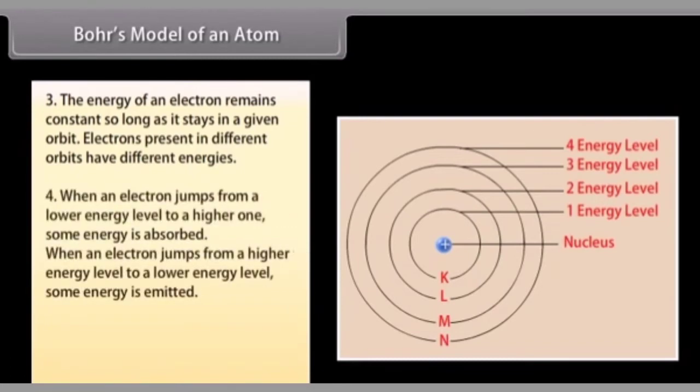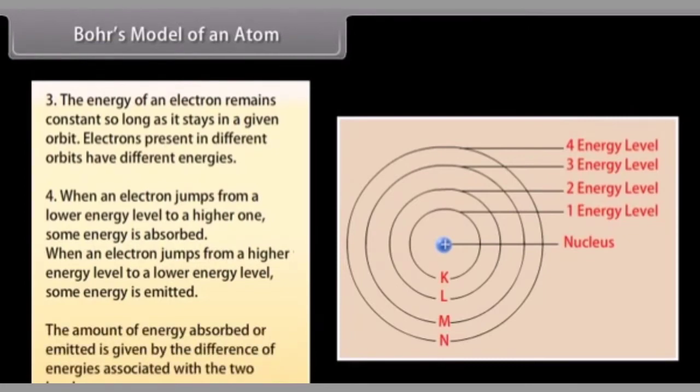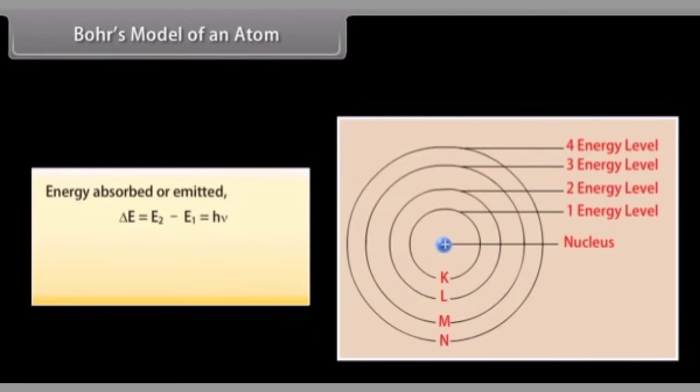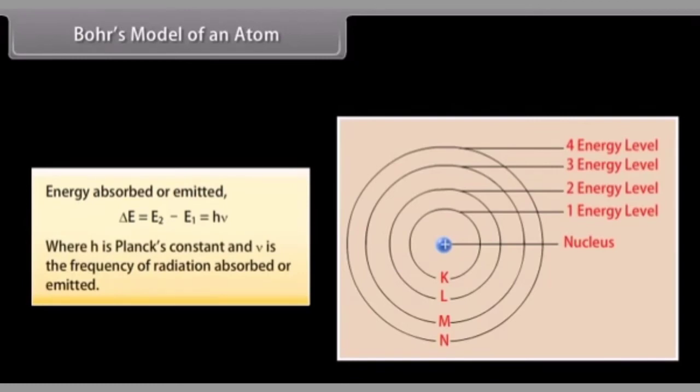Point number 4. When an electron jumps from a lower energy level to a higher one, some energy is absorbed. When an electron jumps from a higher energy level to a lower energy level, some energy is emitted. The amount of energy absorbed or emitted is given by the difference of energies associated with the two levels. Energy absorbed or emitted ΔE is equal to E2 minus E1 equal to hν, where h is Planck's constant and ν is the frequency of radiation absorbed or emitted.